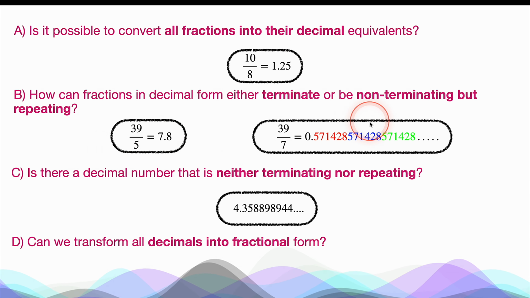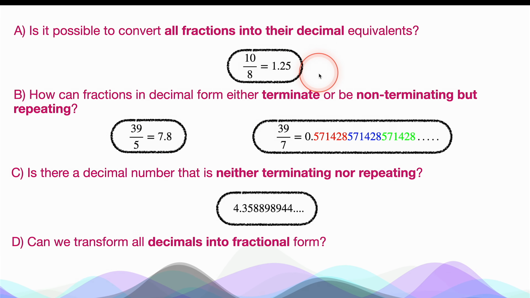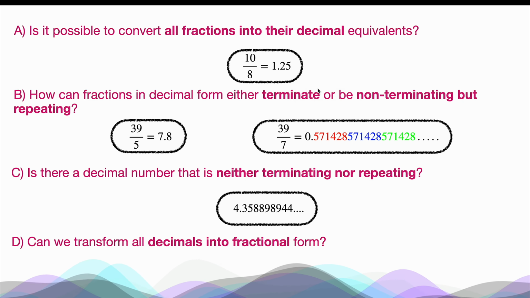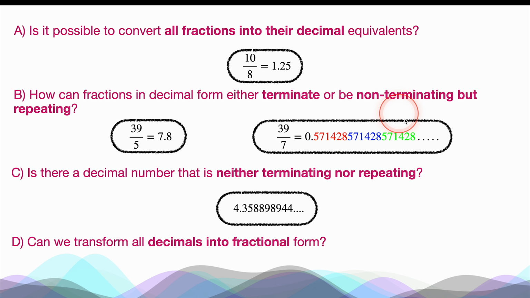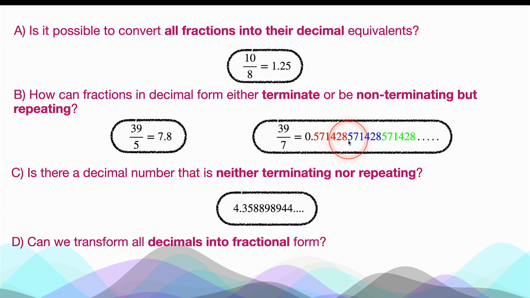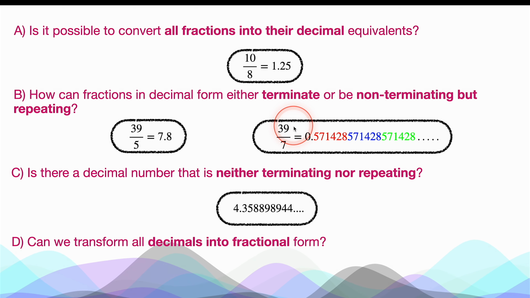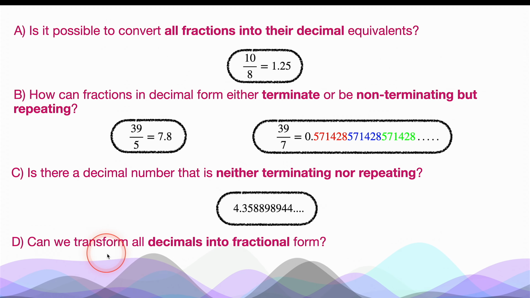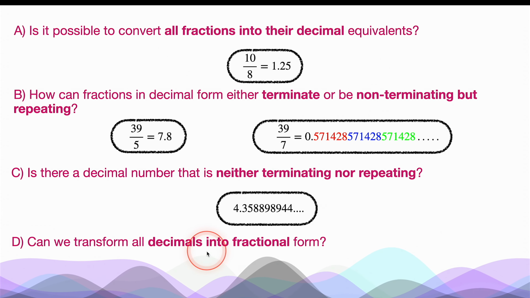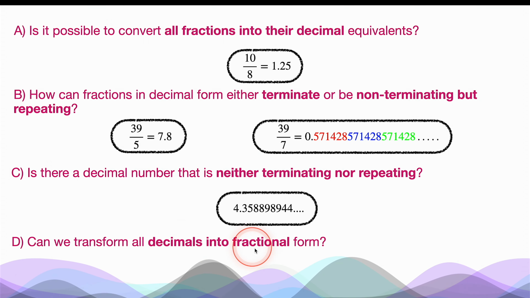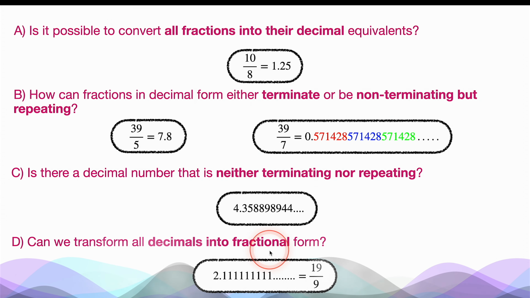Okay, and then we found out all this behavior. Now let us flip the situation, or reverse the situation. That is, we take a decimal number, and can we convert it to a rational form? And can we do this for any kind of decimal number? That is, can we transform all decimals? So any kind of decimal number you think of, can we transform it to a fractional form, right?